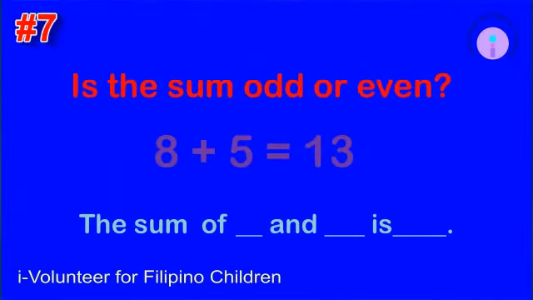Item number 7. Is the sum odd or even? The sum of 8 and 5 is odd. Kindly repeat.